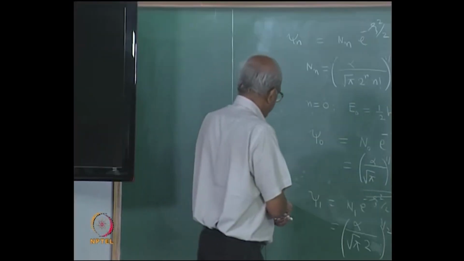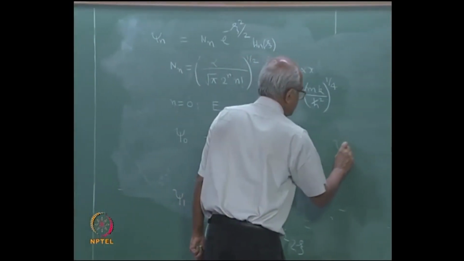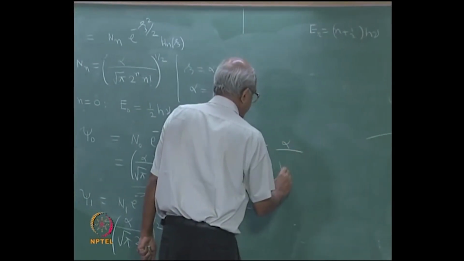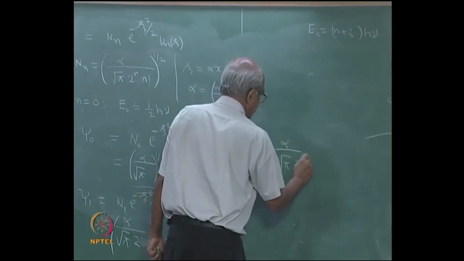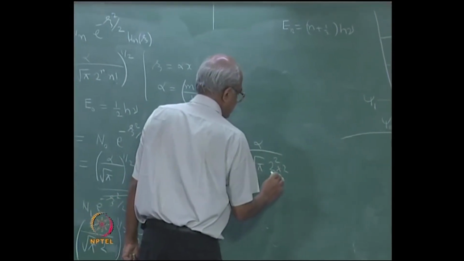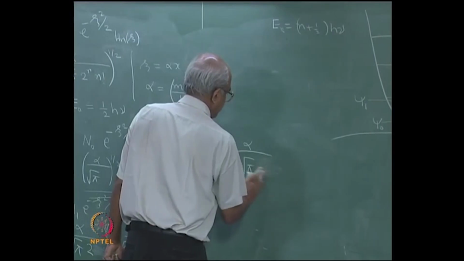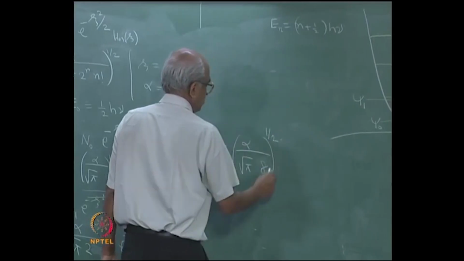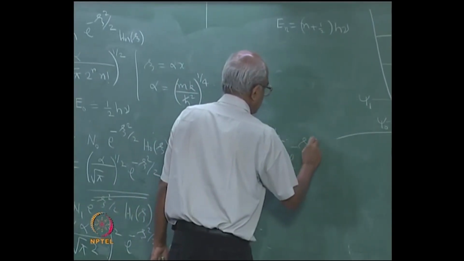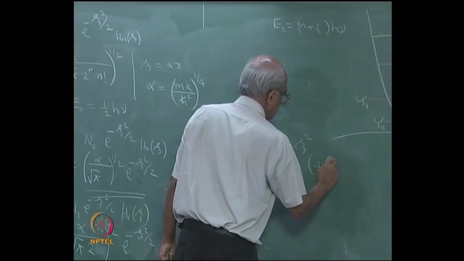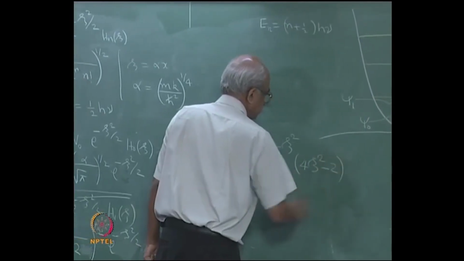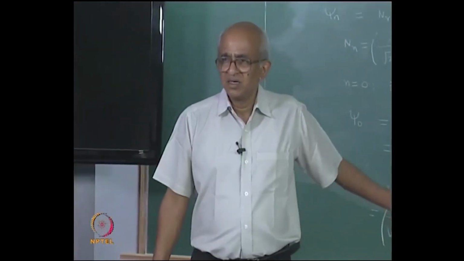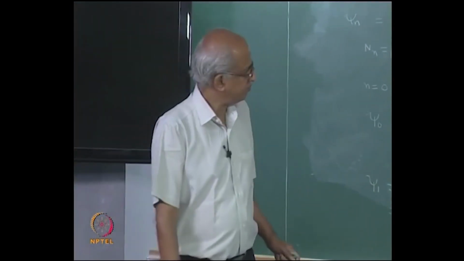Then I will do one more, psi 2, which would be equal to alpha by root pi 2 square into 2 factorial, which is 2. So, effectively you have 8 there. So, this is the function. Remember H2 I had written in the morning, it is actually 4 c square minus 2.